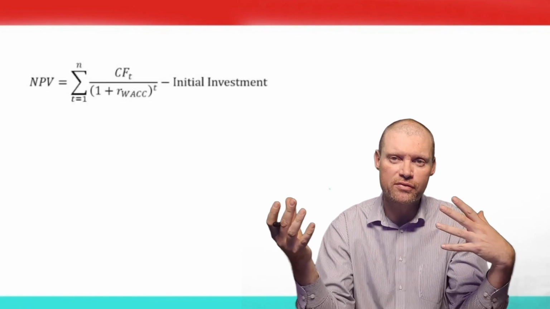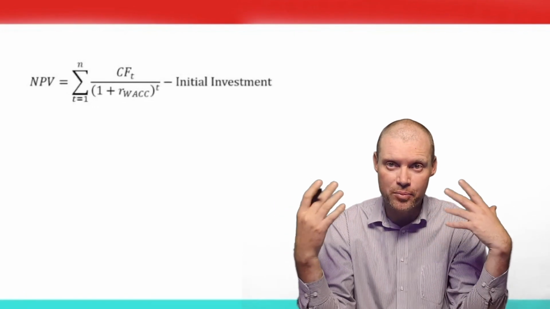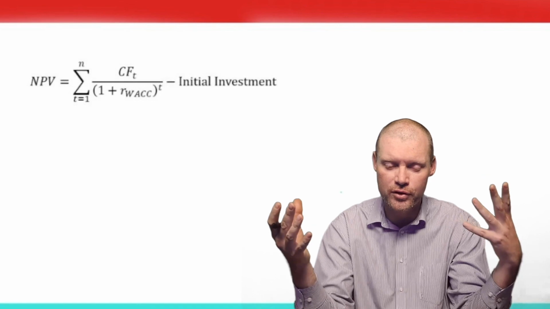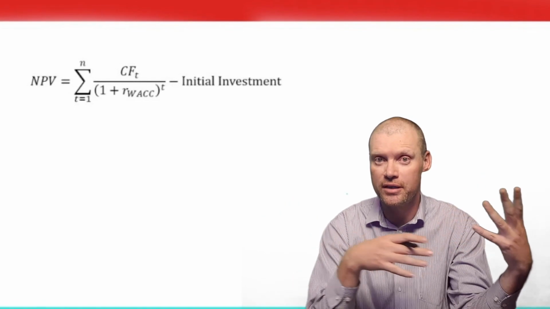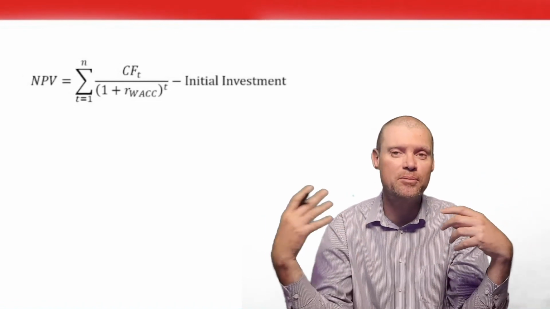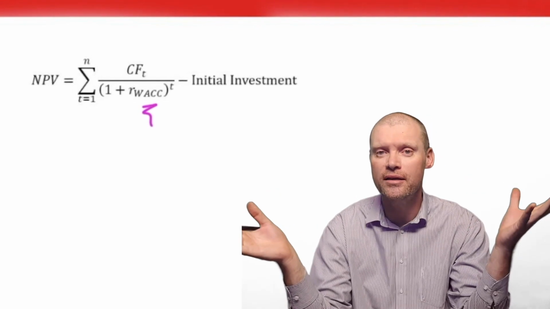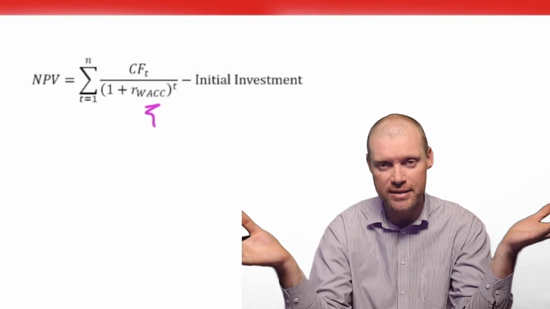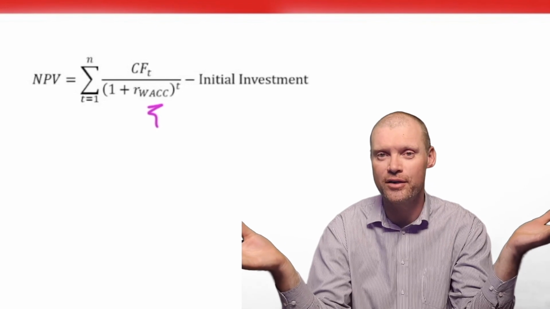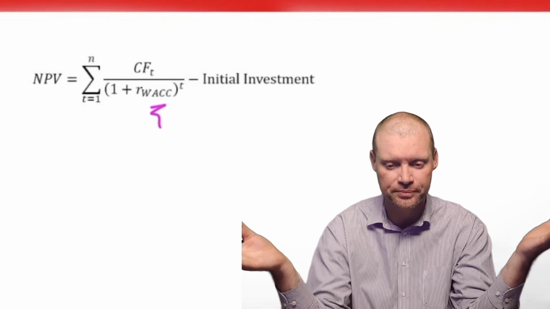So the NPV is found by, again, present valuing all known future cash flows using this weighted average cost of capital, and then subtracting the initial investment. We make it time zero, so no discounting required because it's already at time zero.